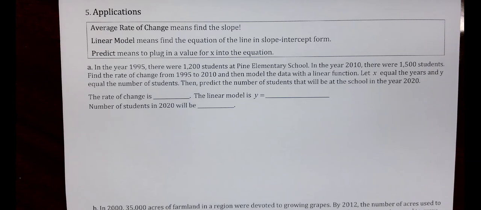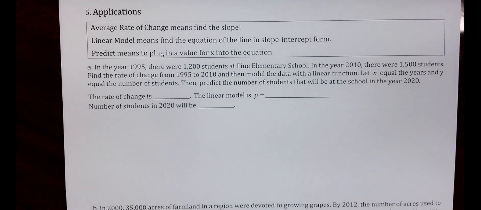1,200 students at Pine Elementary School. In the year 2010, there were 1,500 students. Find the rate of change from 1995 to 2010, and then model the data with a linear function. Let x equal the years and y equal the number of students. Then predict the number of students that will be at the school in the year 2020.